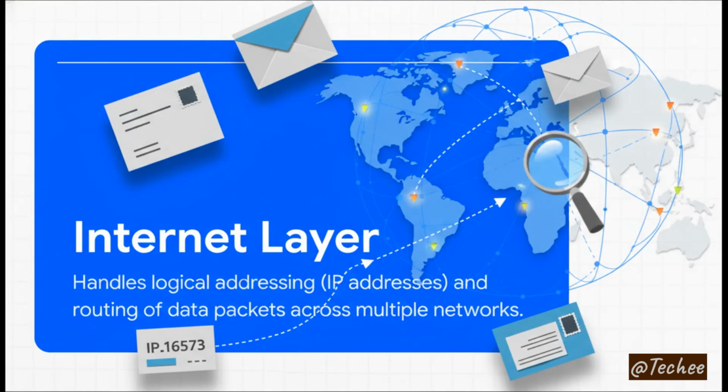All right, next up is the internet layer, layer 2. And this one is basically the global address system. I mean, think of it like the planet's post office. It takes those data chunks, slaps a logical address on them, that's your IP address, and then it figures out the best possible route to get that data across all the different networks to its final destination.